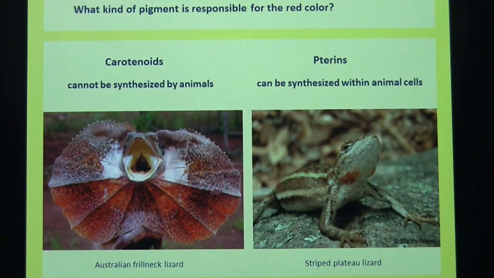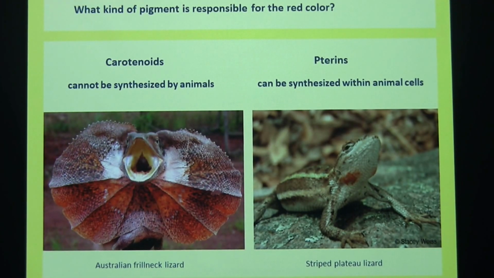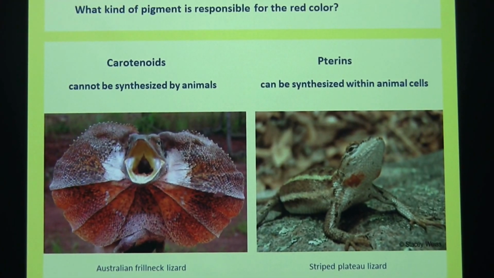The kind of pigment responsible for the red color might be important because carotenoids in general can't be synthesized de novo by animals and need to be acquired in the diet. And pterins can be synthesized within animal cells. In any case, both types of pigments seem to be involved in oxidative processes and might play a role in immunocompetence.